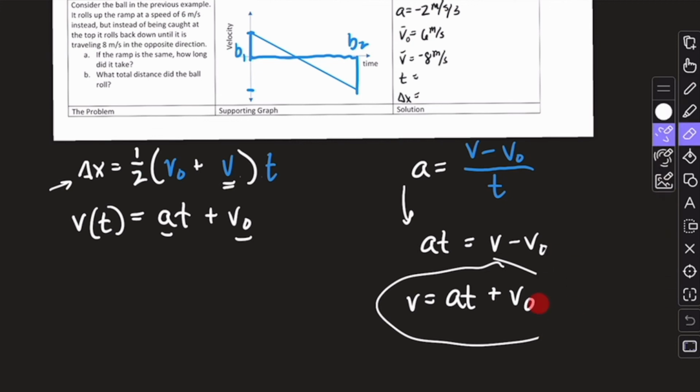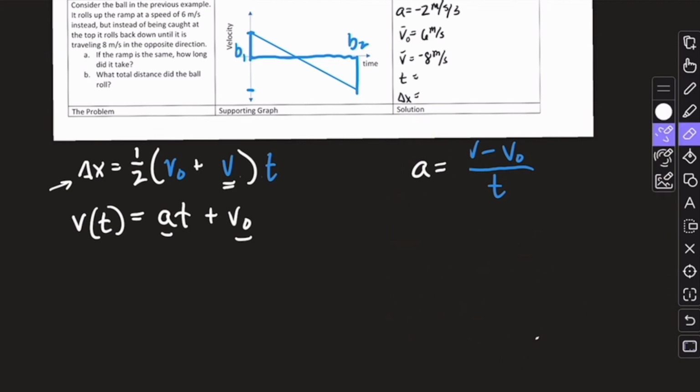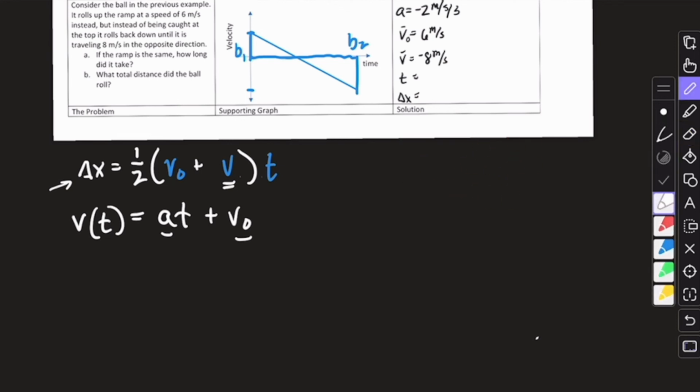Now that being said, you have two relationships. For every one of these problems, you've had two relationships. And you have a collection of given information and a collection of unknowns. If you translate these two relationships into the information you've been given, you'll find things like, well, delta x equals 1/2 initial velocity, 6, plus final velocity, -8, times t, which is unknown. Can't do very much with this relationship. There's two unknowns in it.